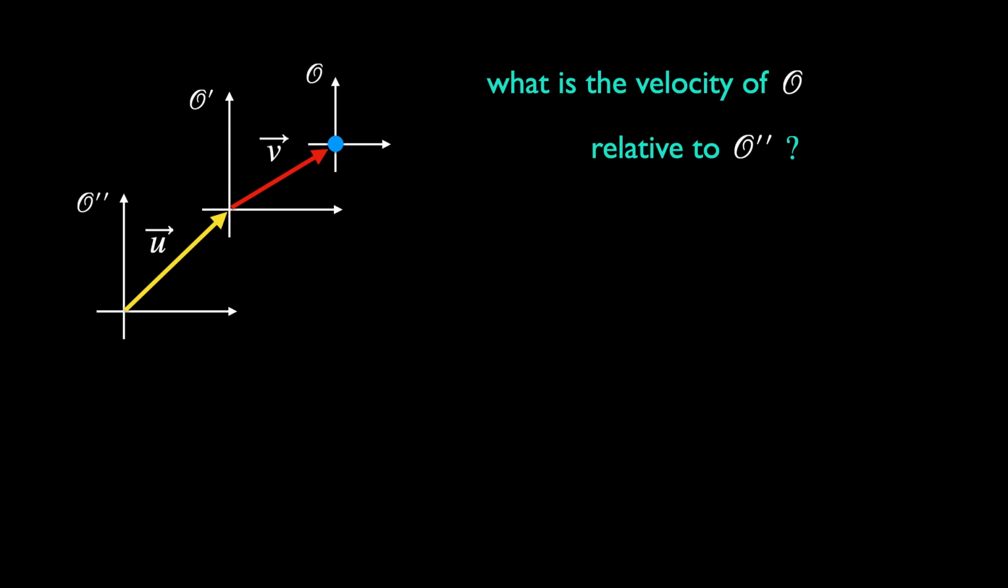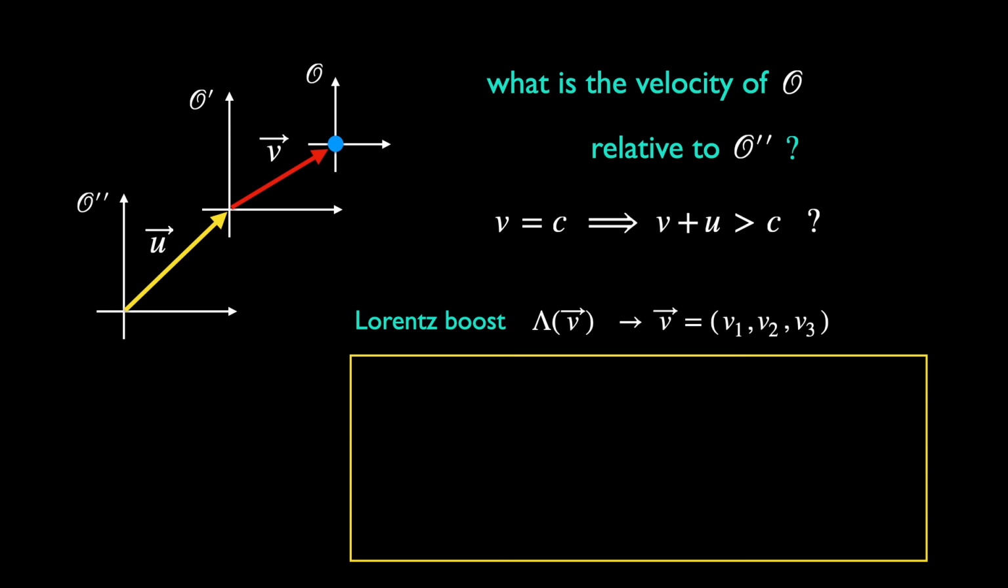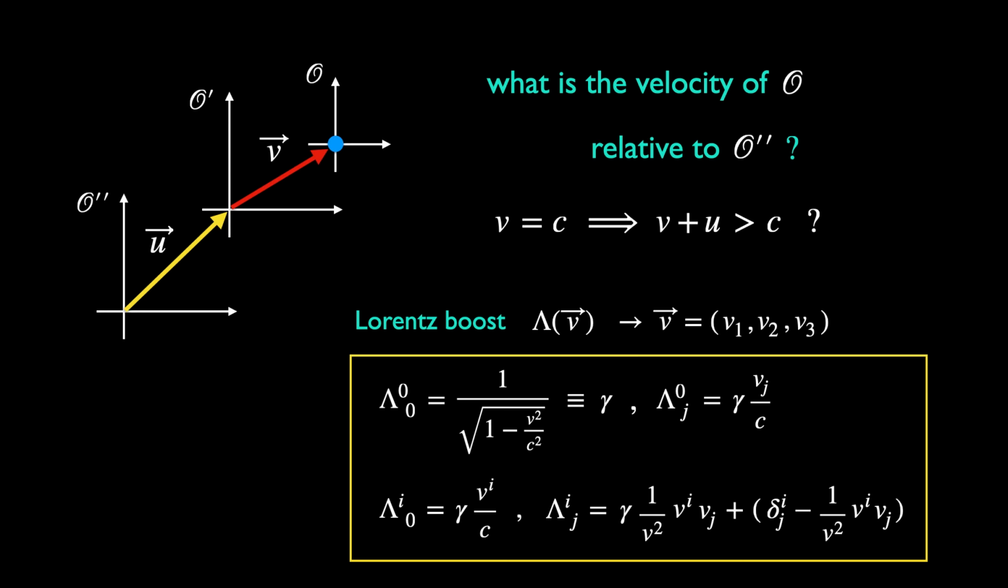According to pre-relativity physics, the speed of O relative to O double prime would just be v plus u. But assuming that both velocities are along the same direction, if v equals the speed of light and u is non-zero, then the resulting velocity would have to be greater than the speed of light, violating the principle of relativity. The following exercise is to derive the correct rule for velocities addition that is consistent with relativity. We shall do this for the general case, where the velocities need not be in the same direction, using the general form of the Lorentz boost.